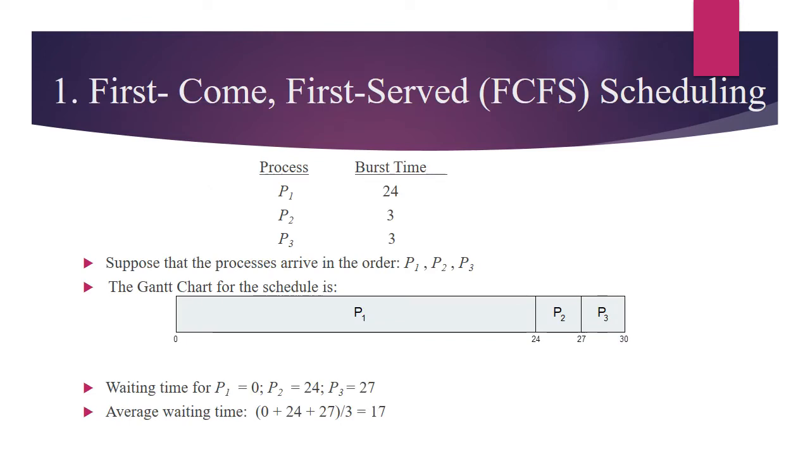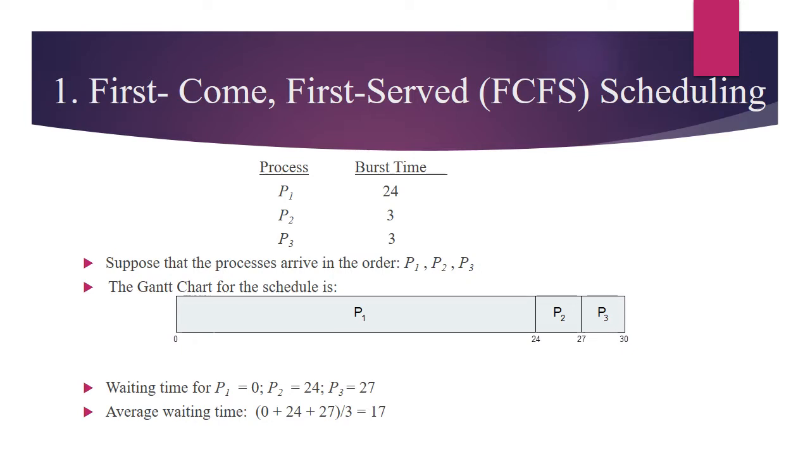First algorithm is the first come first serve algorithm. In short, it is FCFS, first come first serve. Here is an example. We have three processes P1, P2, P3. Their burst times are 24, 3 and 3. Suppose the processes arrive in order P1, P2 and P3, and we will make a chart of this.